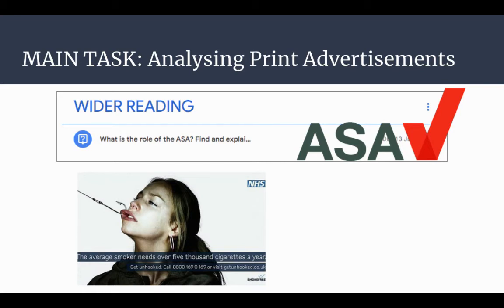That means it could appear anywhere. You could see it on a billboard, in a shop window, on the internet, in a magazine, or any number of different places, on your social media, whatever. So why have the ASA allowed everyone to see such a shocking image? Well, that is part of your analysis today, to consider why we are being shown something so shocking.